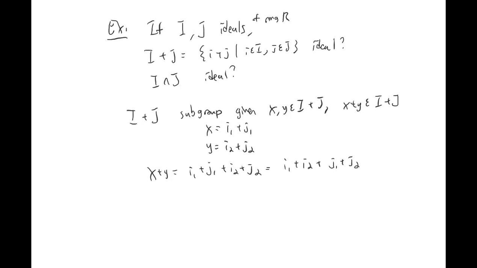Okay, now this is in I because we're given that I is an ideal. So I, by definition, is an additive subgroup under plus, so it's closed under addition. If I take two elements in I and add them, it remains in I. Same thing here, this is in J because J is an ideal. So we're using the fact that they are ideals now.